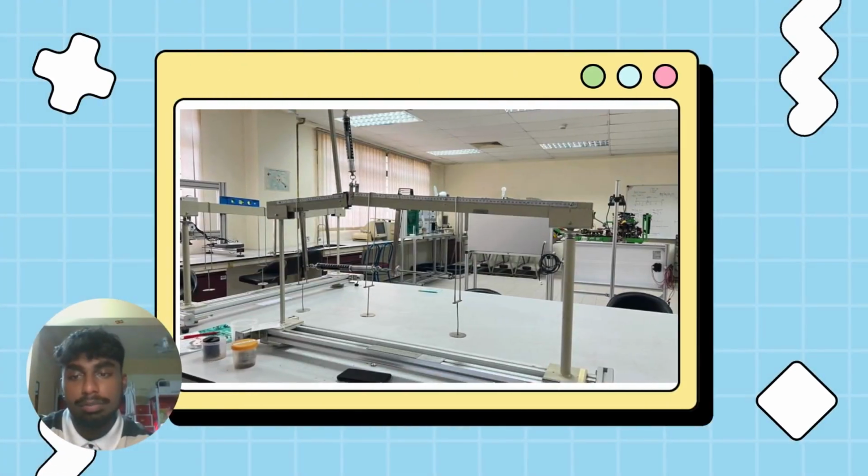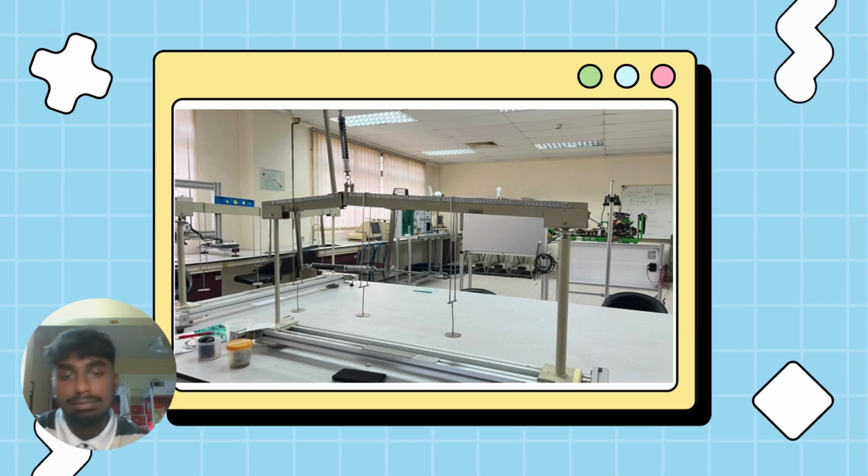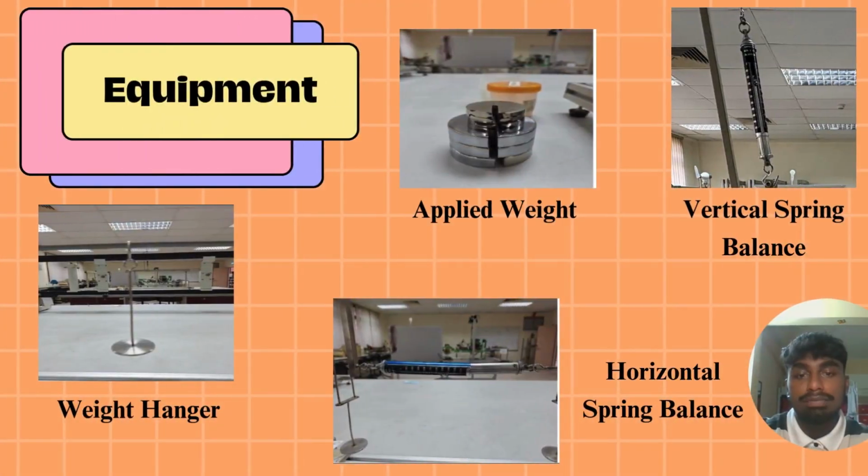Figure of the experiment. This figure is known as the ST012M shear force apparatus. There are 4 pieces of equipment that we used in this experiment, known as the weight hanger, applied weight, vertical spring balance and also horizontal spring balance. For a clear visual, I have attached the figure along with the names.